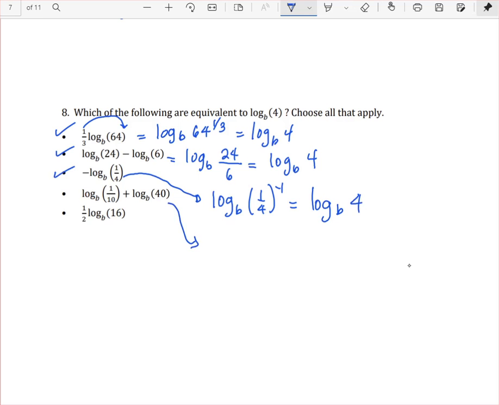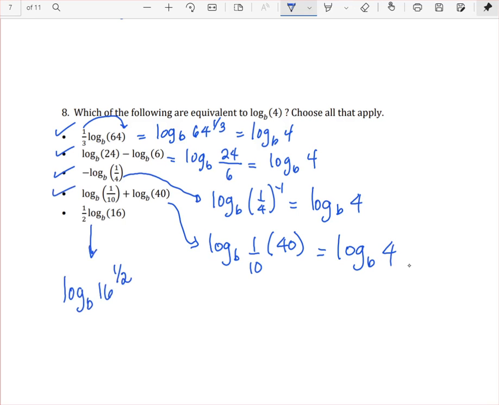Now if you look at this one, we're multiplying because it's a plus. So it would be 1/10 times 40. And when you do that multiplication, you get 4. So that one works too. And then finally this one would be log b 16 to the 1/2. When you put that in the calculator, you will get 4. So all of them are equivalent to log base b of 4.